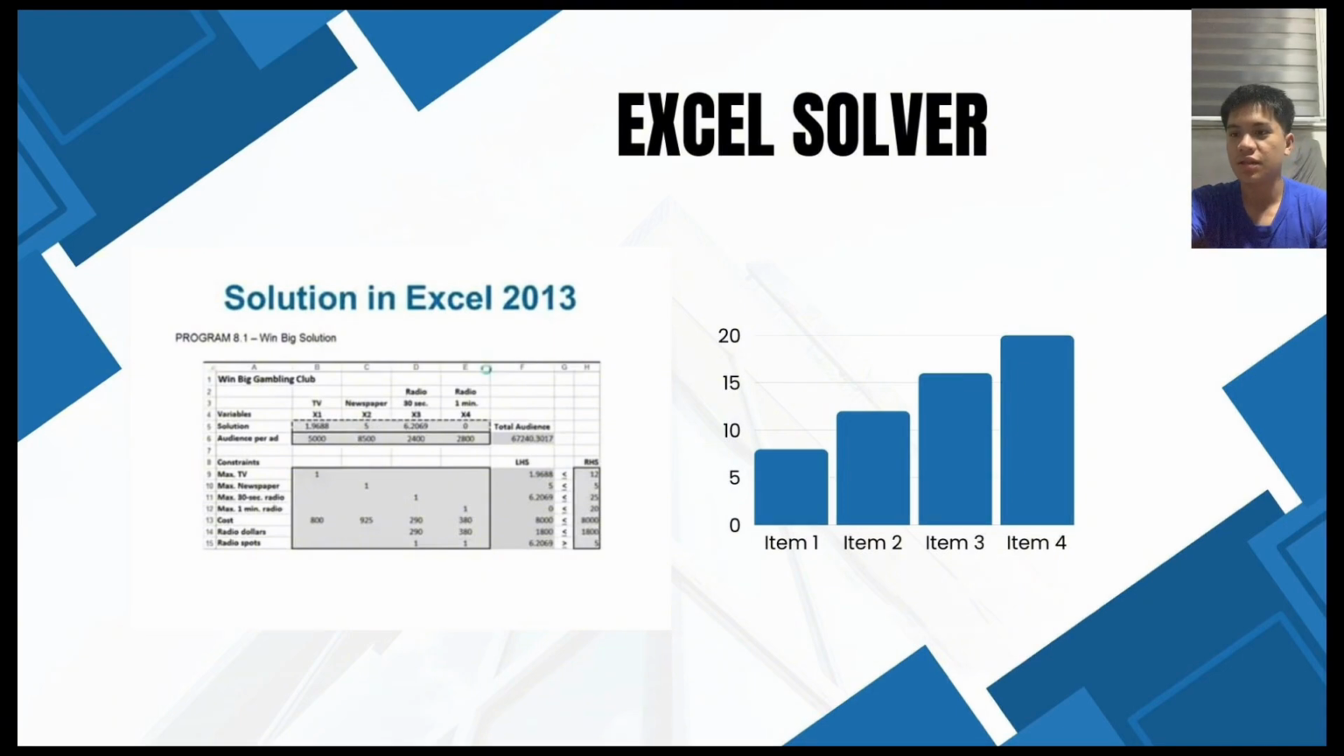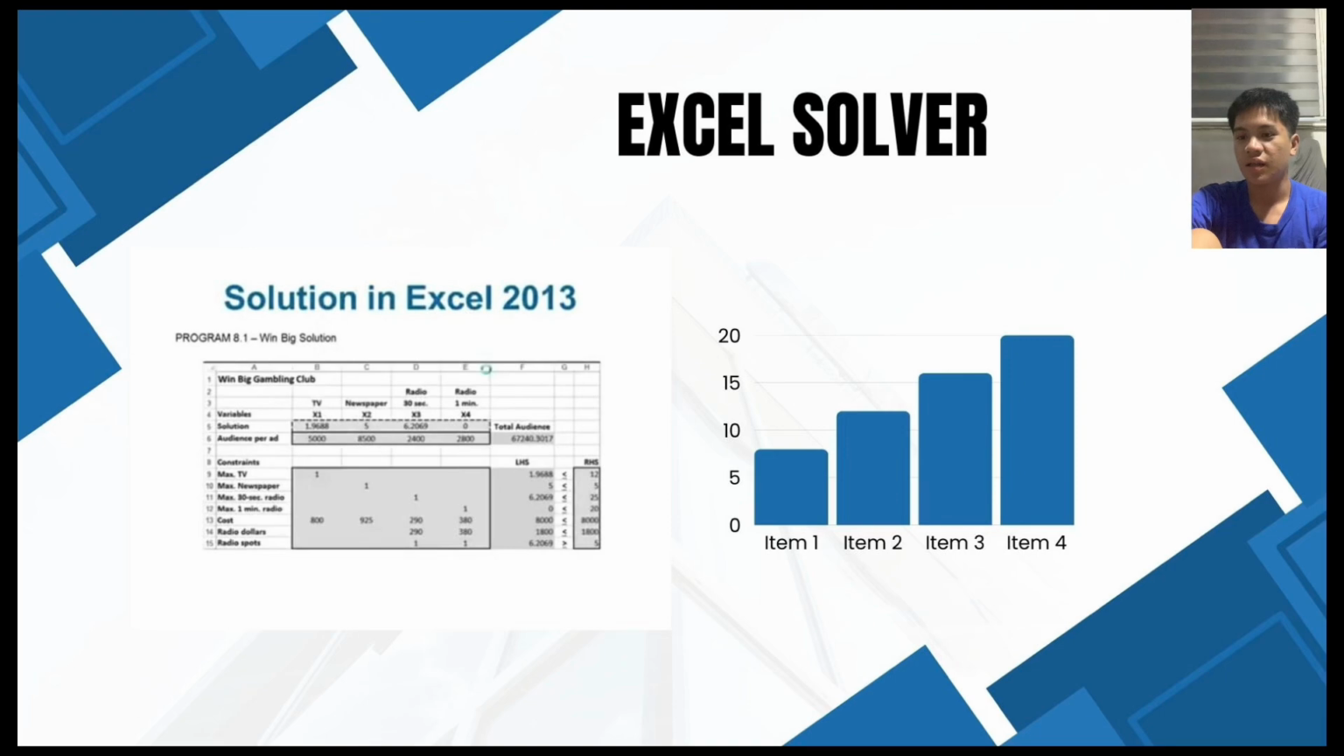Then as a result, running the model provides the optimal solution. The number of spots we should purchase each week are: x sub 1 is equal to 1.97, which is the TV spots. Then x sub 2 is equal to 5, which is newspaper ads. Then x sub 3 is equal to 6.2, which is 30-second radio spots. Then x sub 4 is equal to 0, which is the 1 minute radio spot.